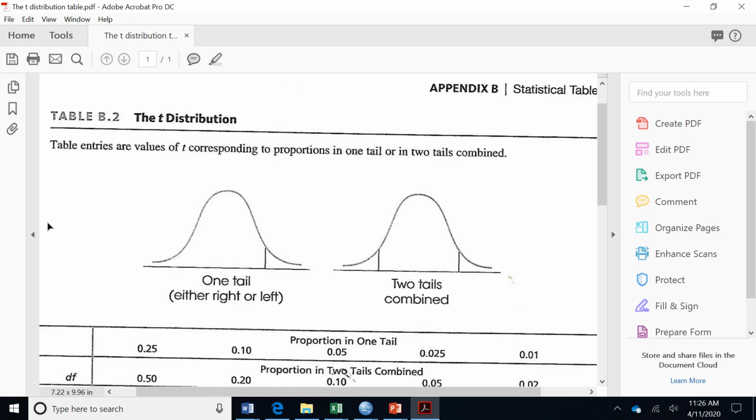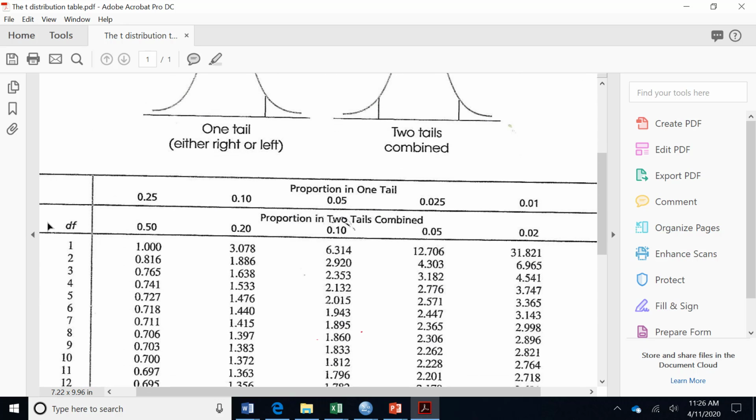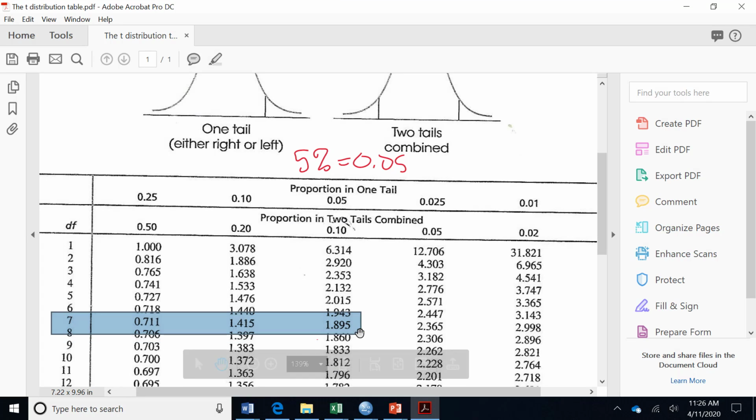So here we're at the T distribution table, and we're doing a one-tailed test with a 5% significance level, which equals 0.05. We said our degrees of freedom was 7. So we're going to go down to this row here where degrees of freedom are 7. And we're going to come over here to this column, and this gives us our critical T of 1.895.